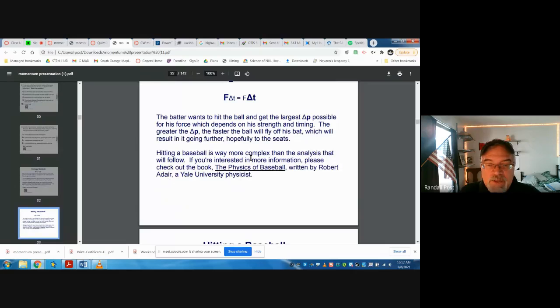It's a lot more complicated than this, but if you want to read about it, there's a good book. Robert Adair wrote this. It's called The Physics of Baseball.